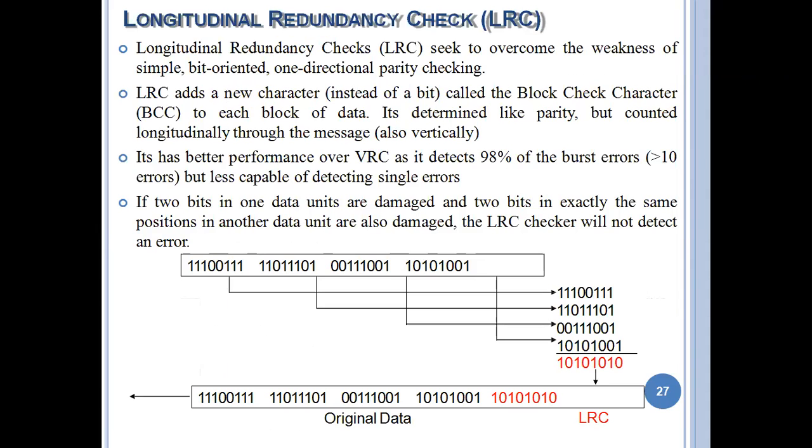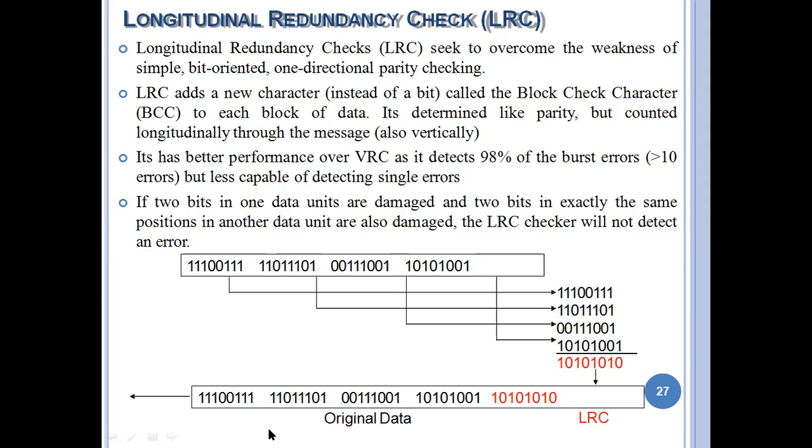Now the next one is the longitudinal redundancy check. In the vertical redundancy check, only an odd number of errors is identified. To identify even numbers also, in the longitudinal redundancy check, for example, 4 frames are there: frame 1, frame 2, frame 3, frame 4. All the 4 frames are added, and the result is also added to the original data.